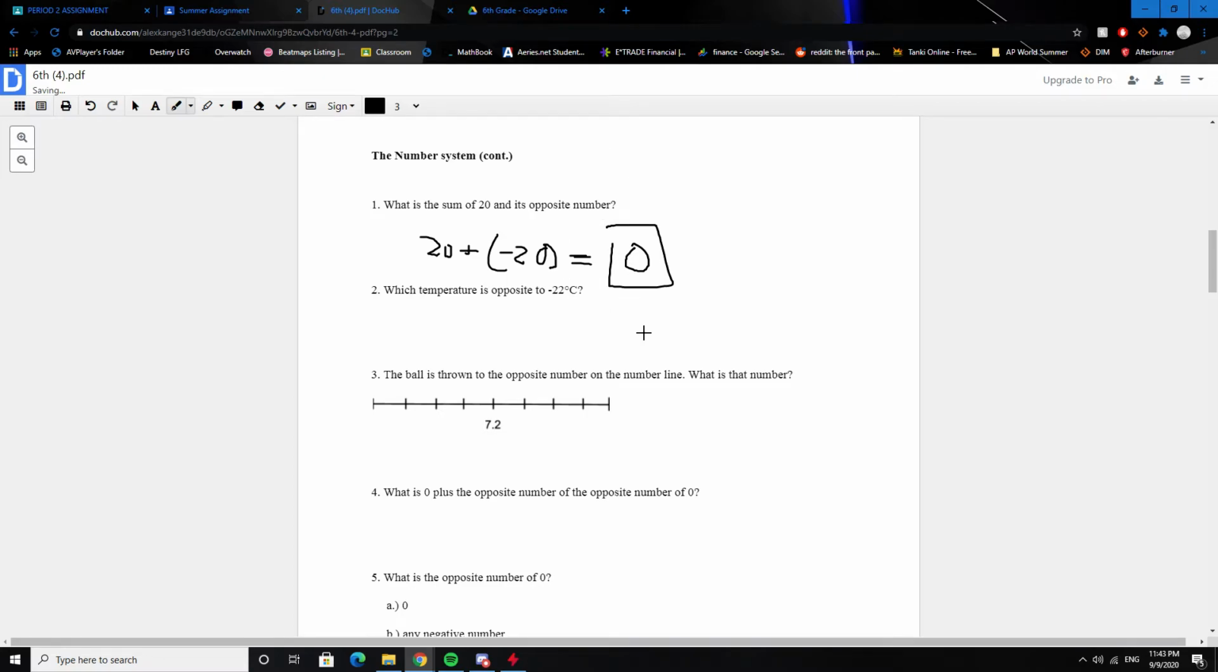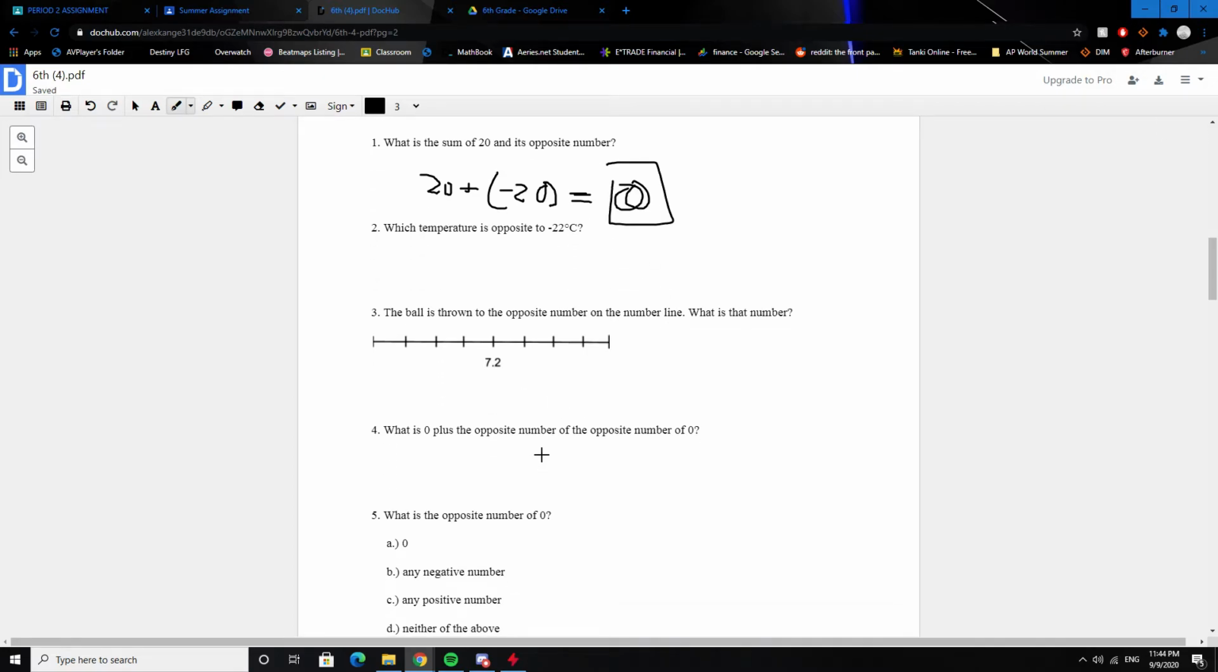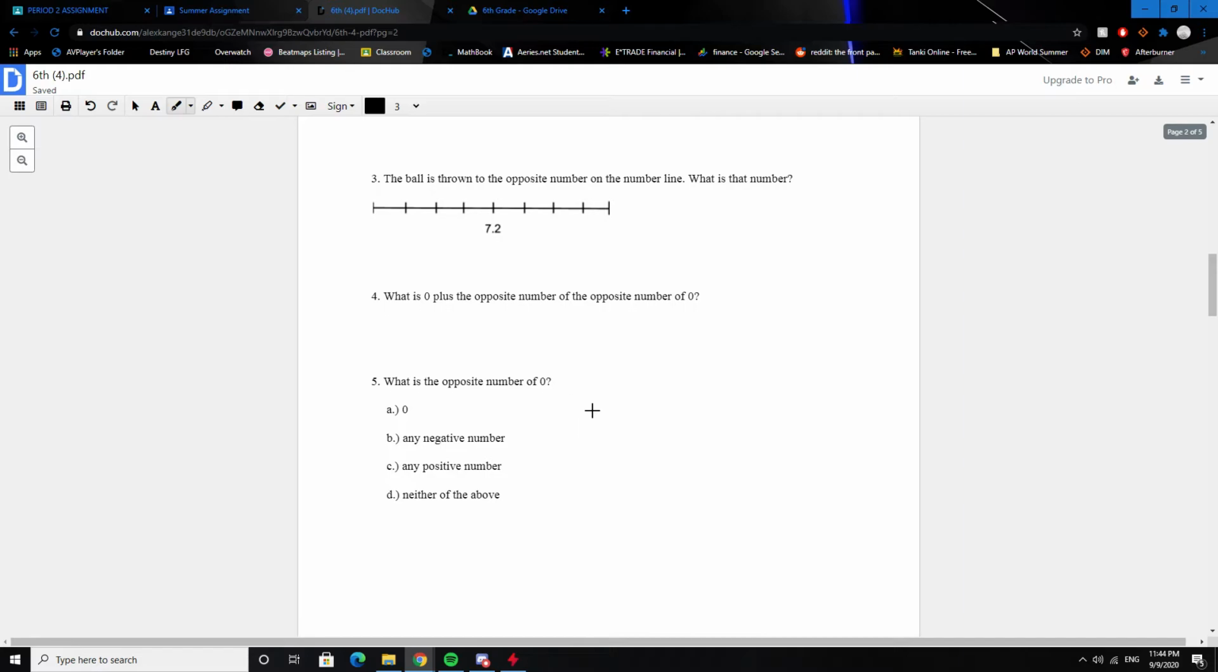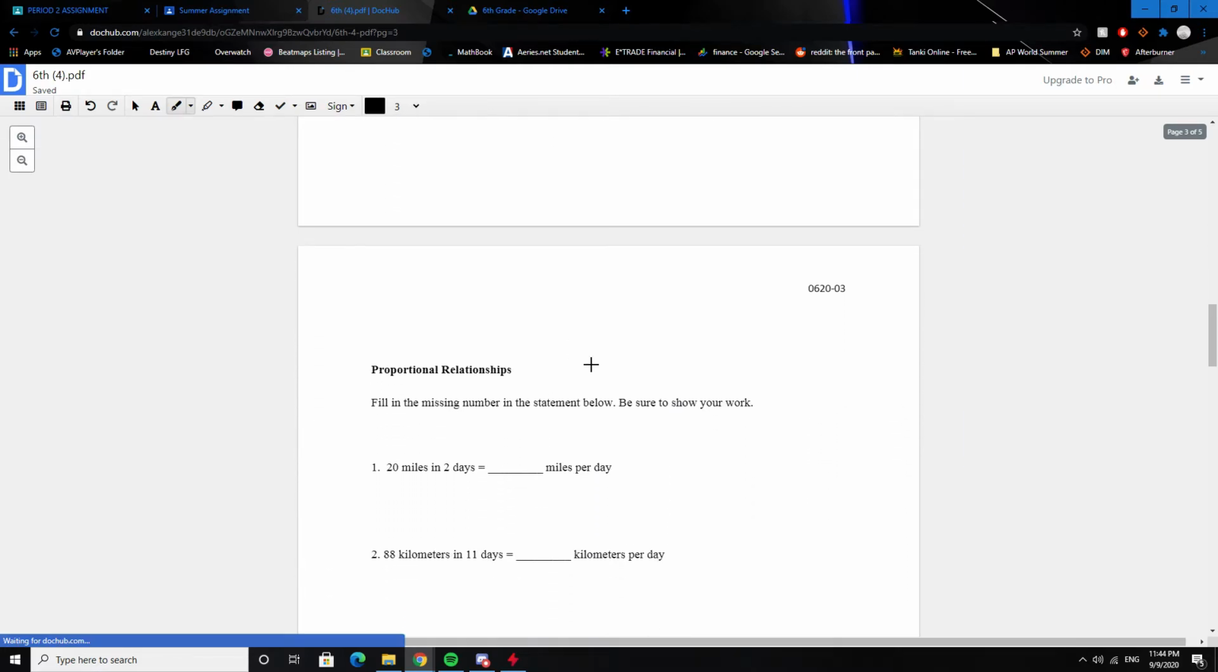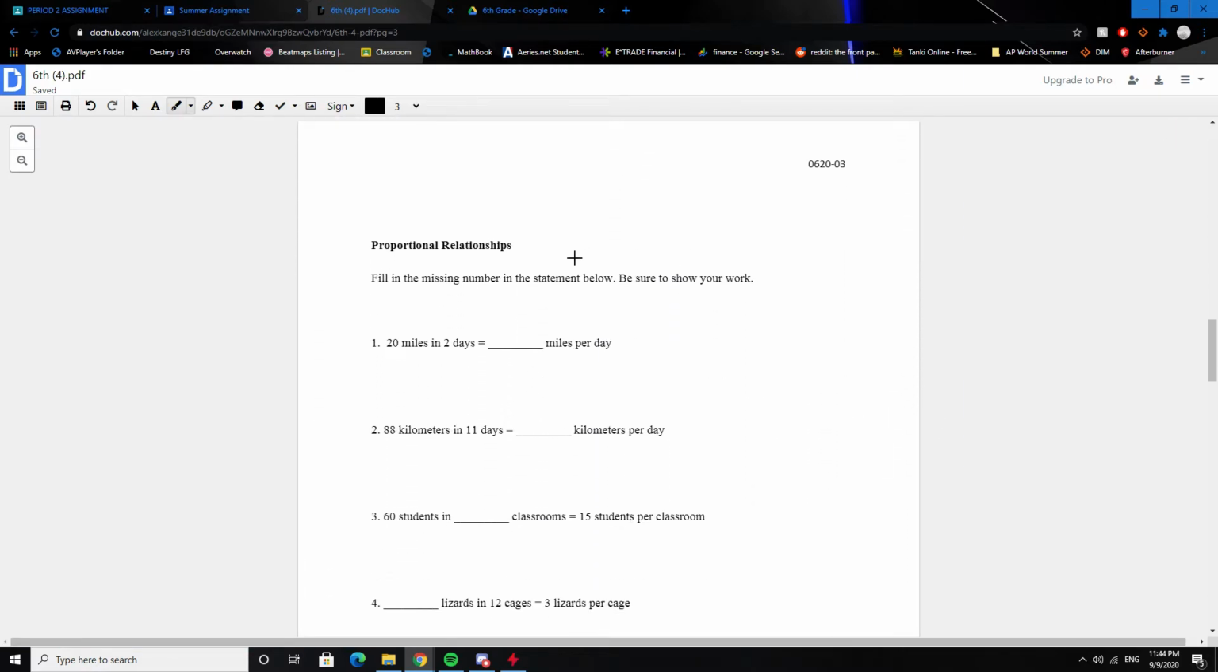And pretty much all these questions are the same thing. So, yeah. Continuing on. Proportional relationships. Again, you just need to know how to set it up, and it'll be very easy.